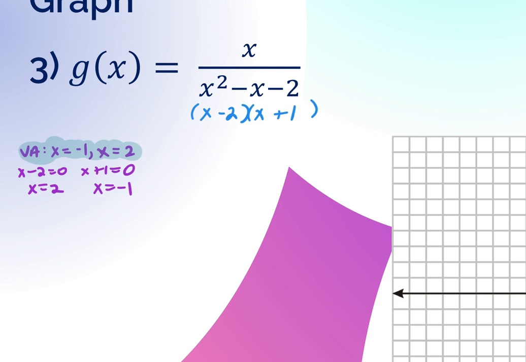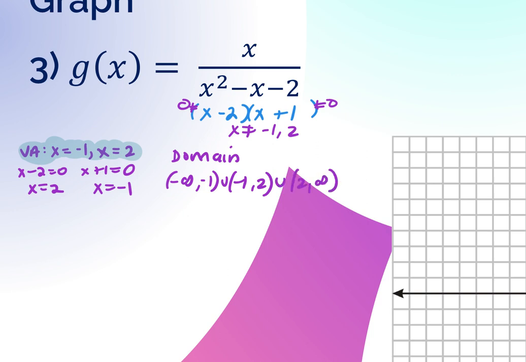Which means for domain, x can't equal -1 or 2. And in interval notation, that means I go from -infinity to the smaller one, which is -1, union -1 to the bigger one, which is 2, union 2 to positive infinity. So there are 2 things it can't equal, then I have 3 sets of parentheses in my domain.